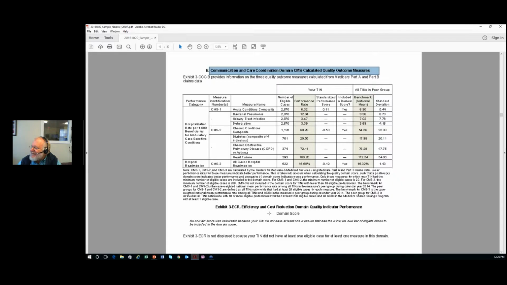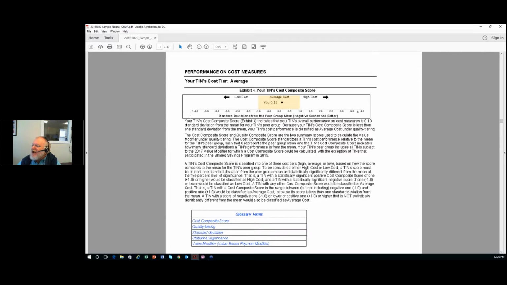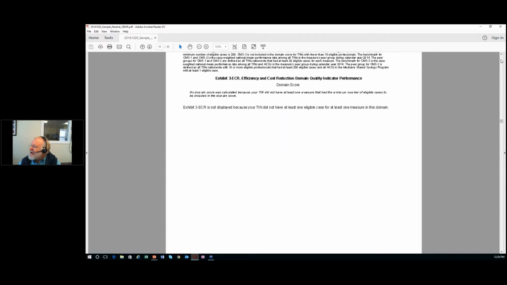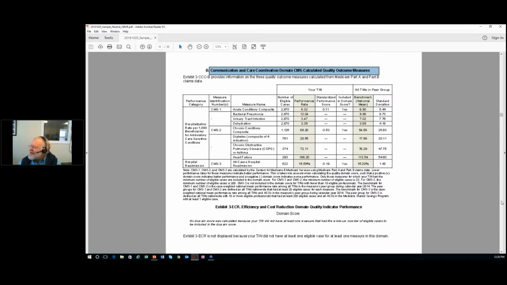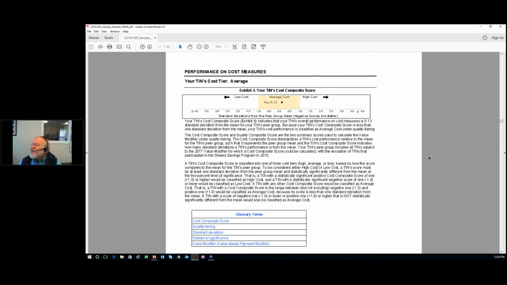Then we get into the efficiency and cost reduction domain, which are the cost measures. So we've graduated from the quality measures, that's based on your PQRS submission, and the administrative claims measures, and we go to the cost measures.